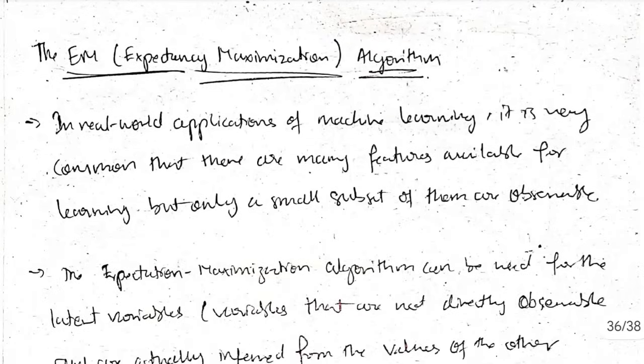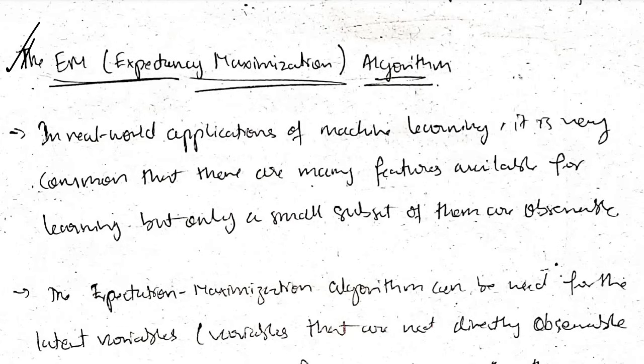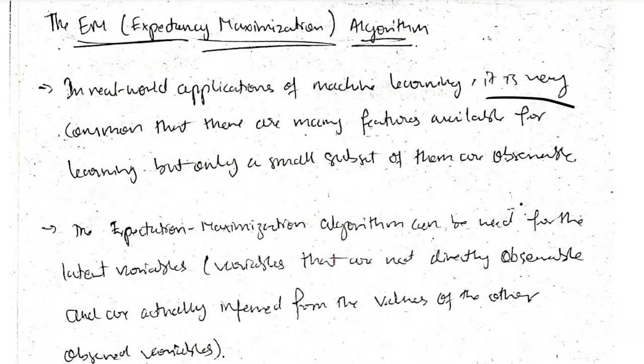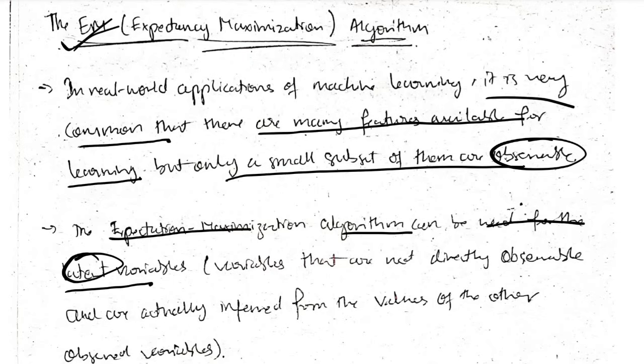After knowing these two things, you can easily understand the expectation maximization algorithm. Super important question from exam point of view. This is the last topic of this module. In real world applications of machine learning, it is very common that many features are available for learning, but only a small subset of them are observable. All the features are not observable to us. Expectation maximization is used when there are some features which are not observable, but they can be inferred. The EM algorithm can be used for latent variables which are not directly observable and are actually inferred from the other observed variables.